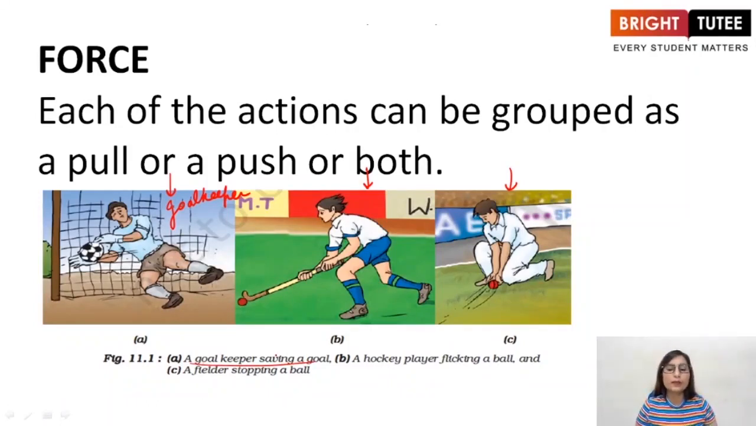Then a hockey player is flicking the ball along with the stick, right? It is trying to push it, right? This boy is pushing the ball. While the third one is a fielder stopping a ball. It is also changing its state of motion. The ball was moving and he stopped it. Now, how are these things possible?